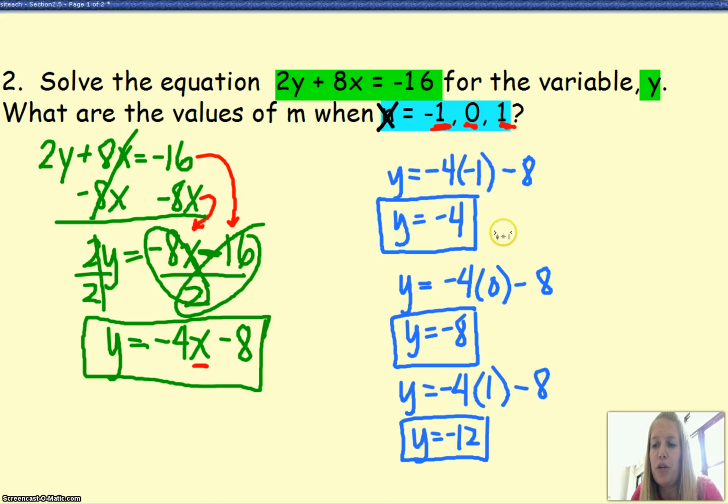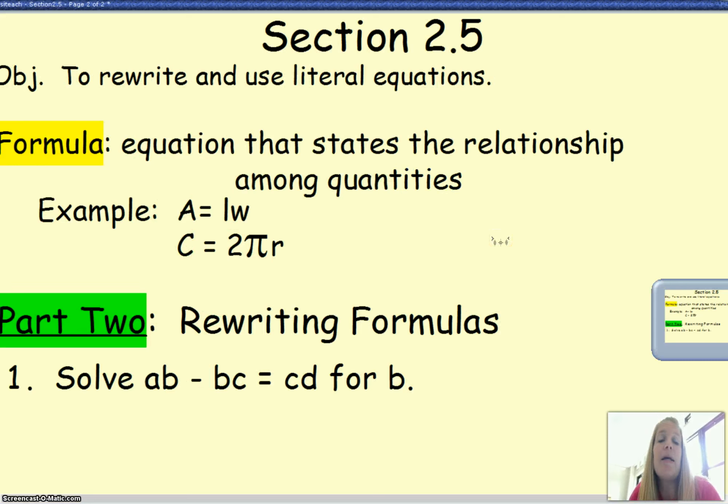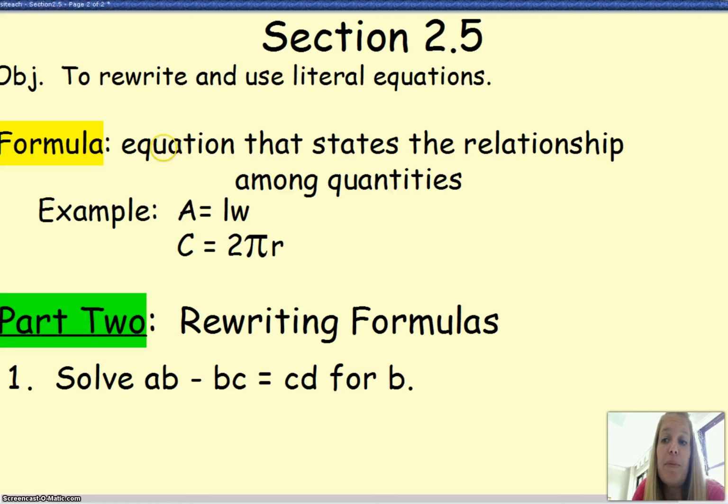Okay, part 2, formulas. A formula is an equation that states the relationship among quantities. These are formulas that you should have seen in elementary school. Area equals length times width, or circumference equals 2 pi r. What we're going to do is manipulate these formulas, move them around so that it's a variable equals the rest of the formula. This helps us when we're solving things. That's why we learn how to do this.